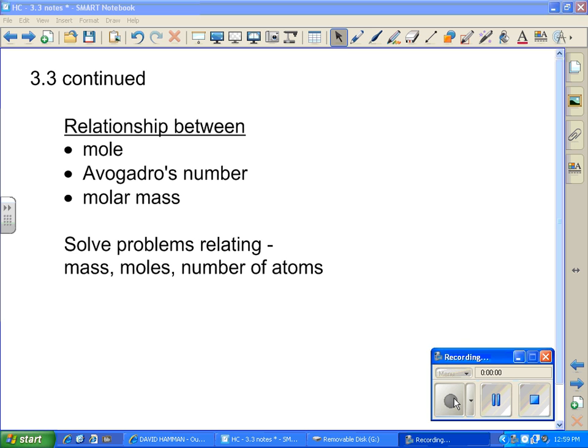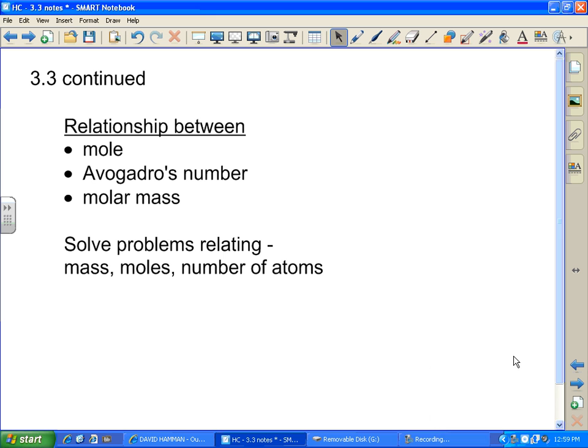Today we're going to finish discussing section 3.3. As you can see, the three topics we're going to talk about today relate the mole, Avogadro's number, and molar mass to each other. We'll discuss a little bit about what the terms mean, and then it will lead into being able to solve problems relating the mass of an element, the moles of an element, and the number of atoms of an element.